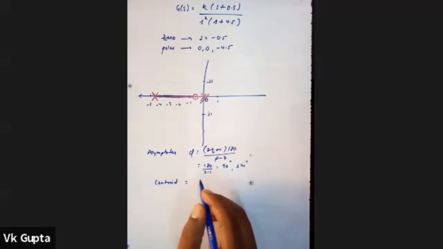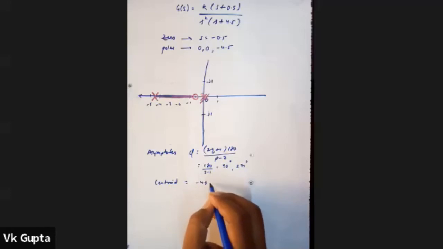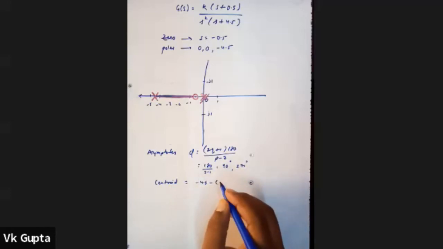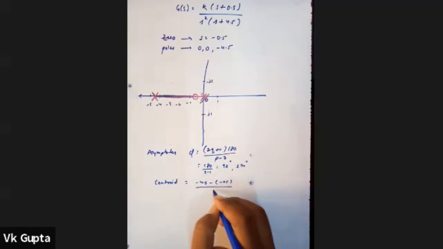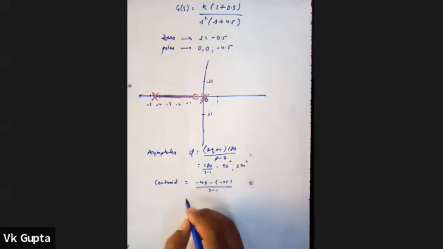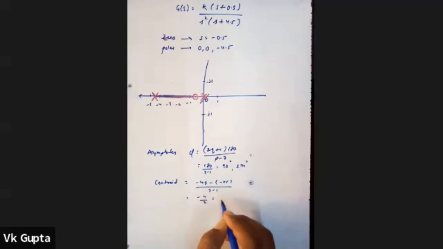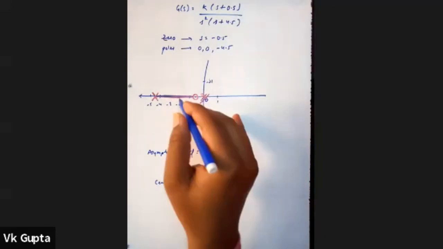So you get minus 4.5 minus 0.5 divided by P minus Z, so 3 minus 1. So this becomes minus 4 by 2. So the centroid is minus 2. Let us mark the centroid on our S plane.